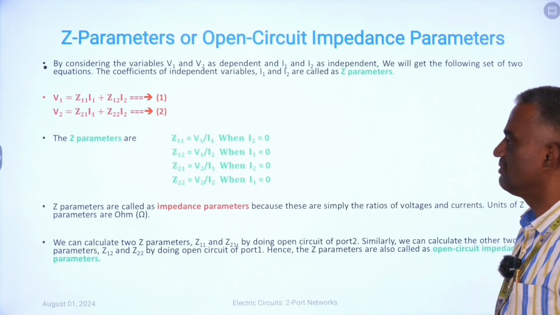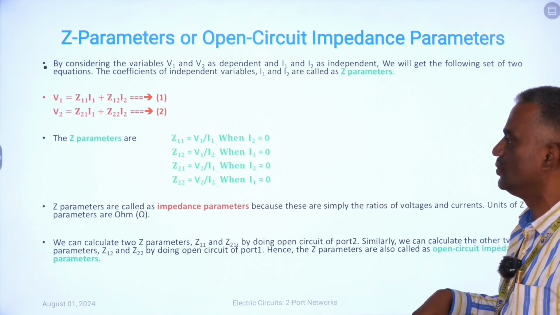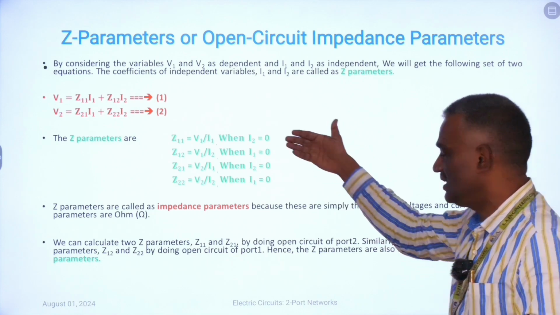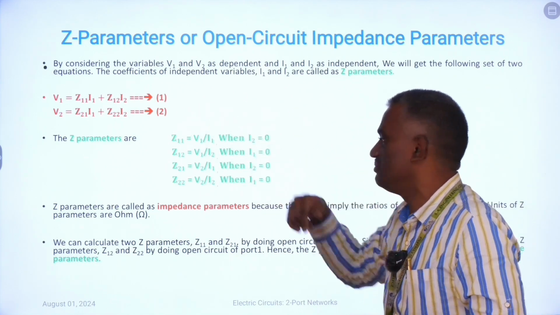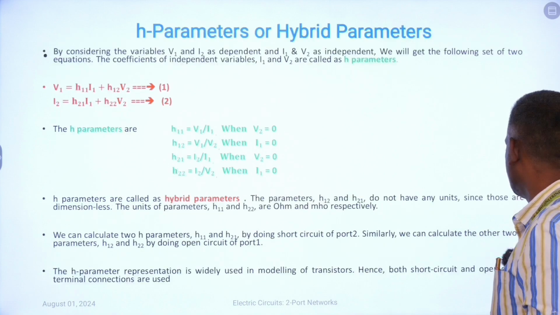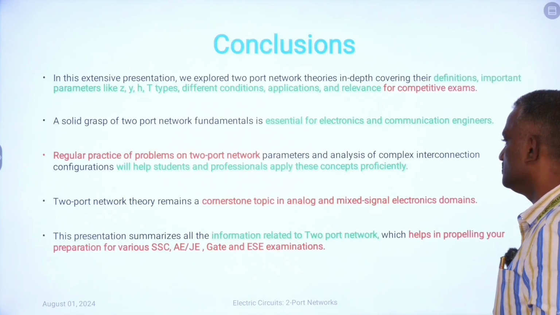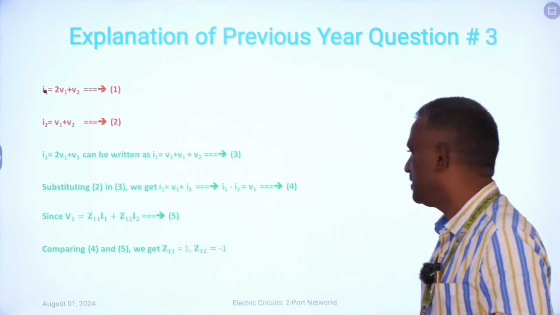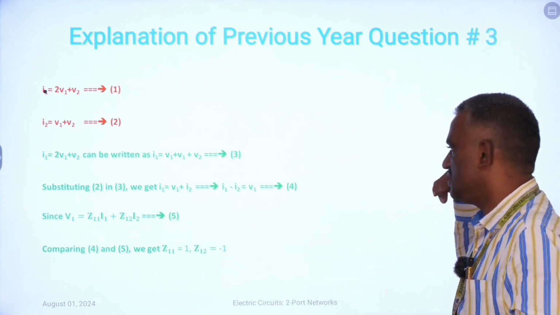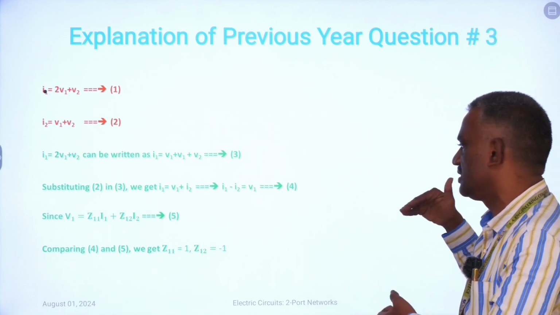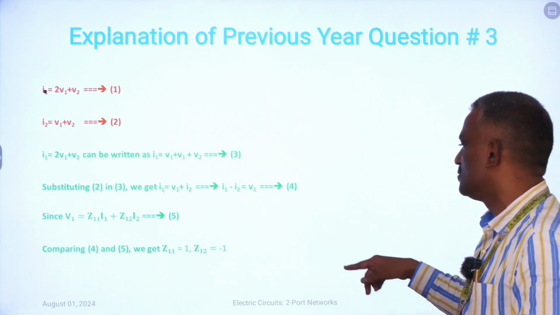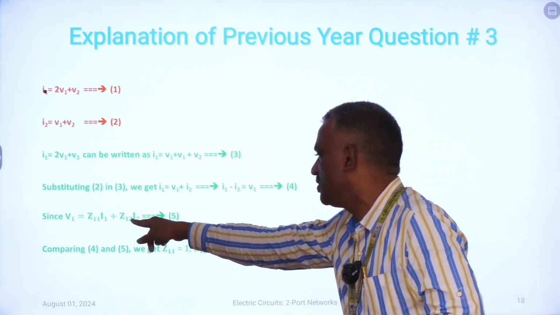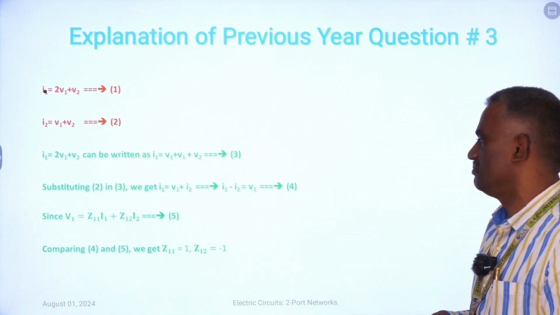See, V1 is equal to Z11 I1 plus Z12 I2, then V2 is Z21 I1 plus Z22 I2. That I'm going to take, because I have to calculate all these values. So coming back to the third question, I'm using that equation here. I already have equation 4. Please visualize equations 4 and 5. They will be almost the same, so I can compare. I1 minus I2 is equal to V1, and V1 is equal to Z11 I1 plus Z12 I2. Both are the same, 4 equal to 5.